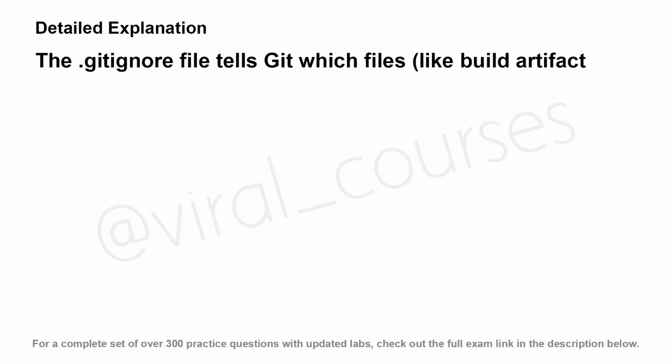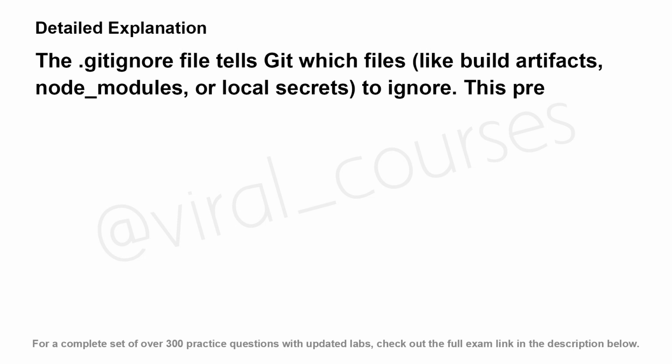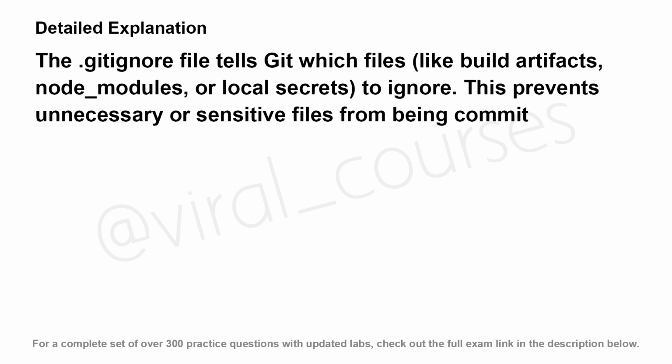The git ignore file tells Git which files, like build artifacts, node_modules, or local secrets, to ignore. This prevents unnecessary or sensitive files from being committed to the central repository.